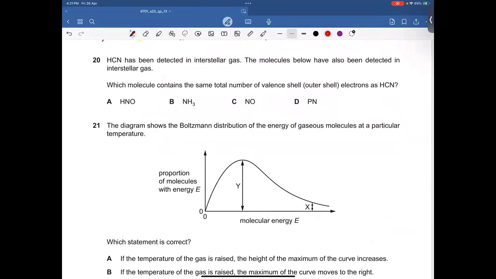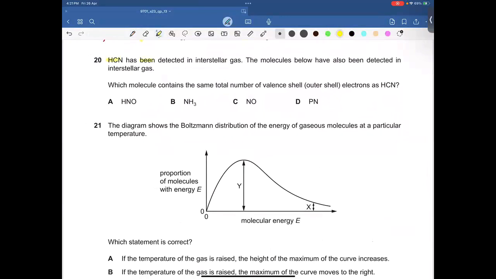Question number 20. HCN has been detected in the interstellar gas. The molecules below have also been detected in this gas. Which molecule contain the same total number of valence electrons as HCN? Well, this is the formula of HCN. Hydrogen has 1 valence electron, carbon has 4 valence electron, nitrogen has 5 valence electrons. So total you have 10 valence electrons in HCN.